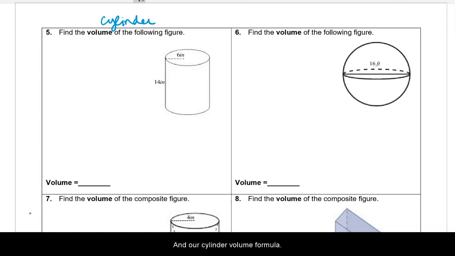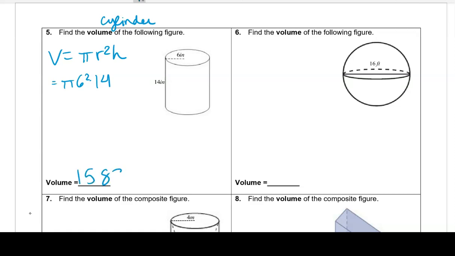And our cylinder volume formula, let me turn the page for my answer key. Our cylinder volume formula is volume equals pi r squared times perpendicular height. So what is our radius? 6. What is our perpendicular height? 14. And so when we multiply that, we get 1583.36 inches cubed.